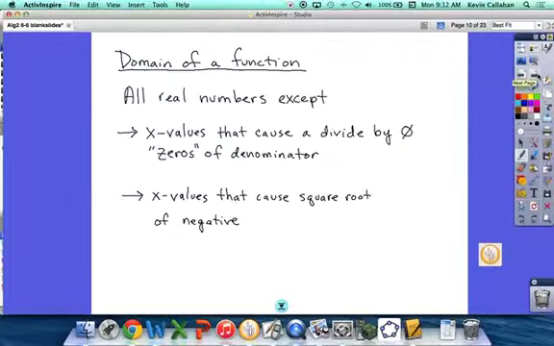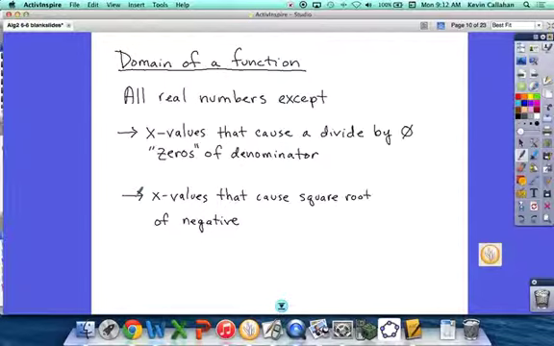Right? So the way we describe the domain is we're always going to say it's all real numbers. The starting point is it's all real numbers. Right? Then you're looking for two situations, at least at this point, there's only two situations in which we would say, but not those x values. One of them is x values that cause a divide by 0. Right? The zeros of the denominator. Whatever the zeros of the denominator are, you have to take those out of the set of the domain.